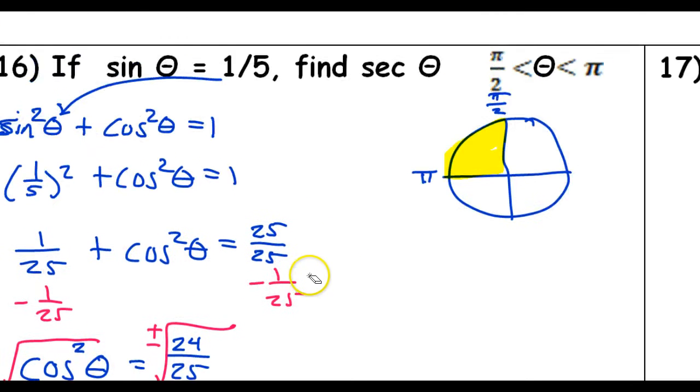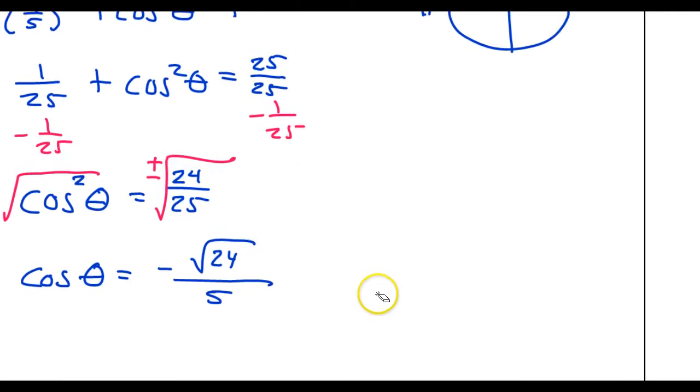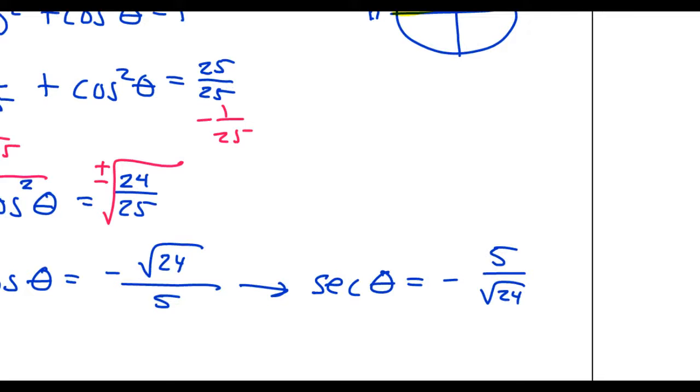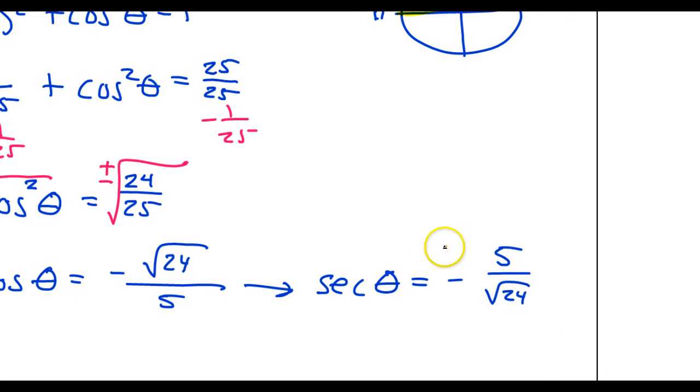Now I wanted the secant, but I know that the secant is going to be the reciprocal of this. So the secant of theta will equal negative 5 over radical 24. Okay, so that is going to be the answer.